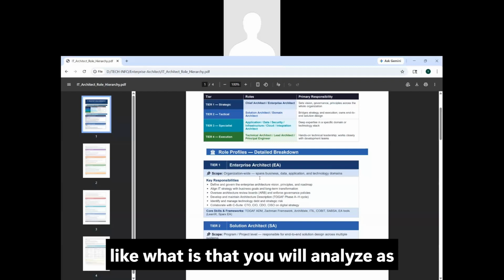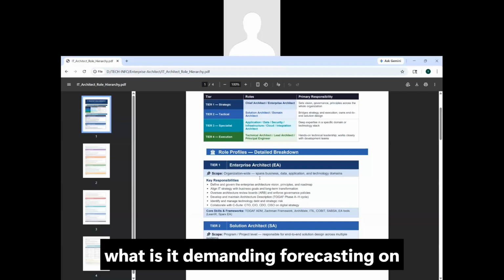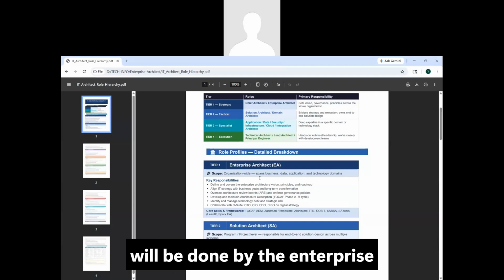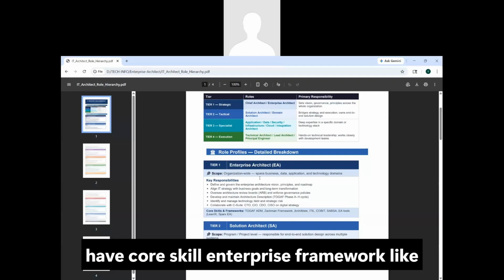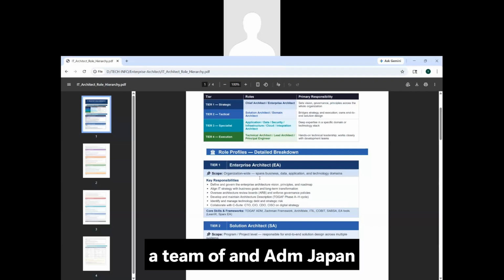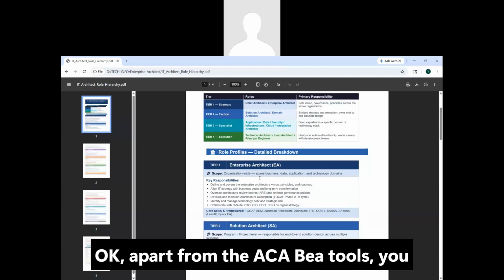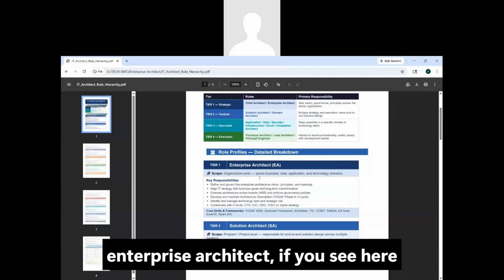As part of marketing analysis, you will analyze what is in demand, and the forecasting analysis, all of that will be done by the enterprise architect. Apart from that, he should have core skills in enterprise architect frameworks like TOGAF and ADM, the Zachman framework, ArchiMate, ITIL, COBIT. Apart from that, EA tools are also a core skill for an enterprise architect.